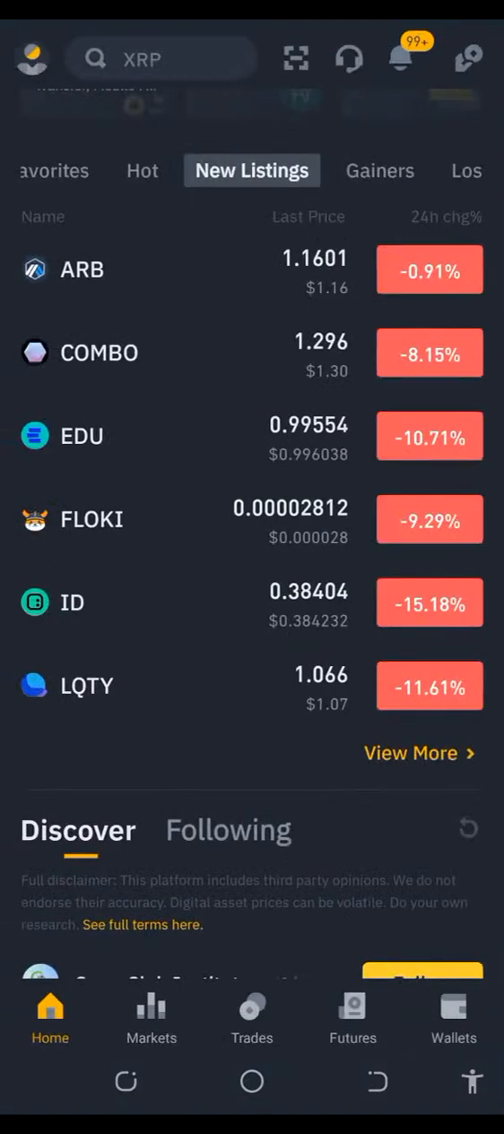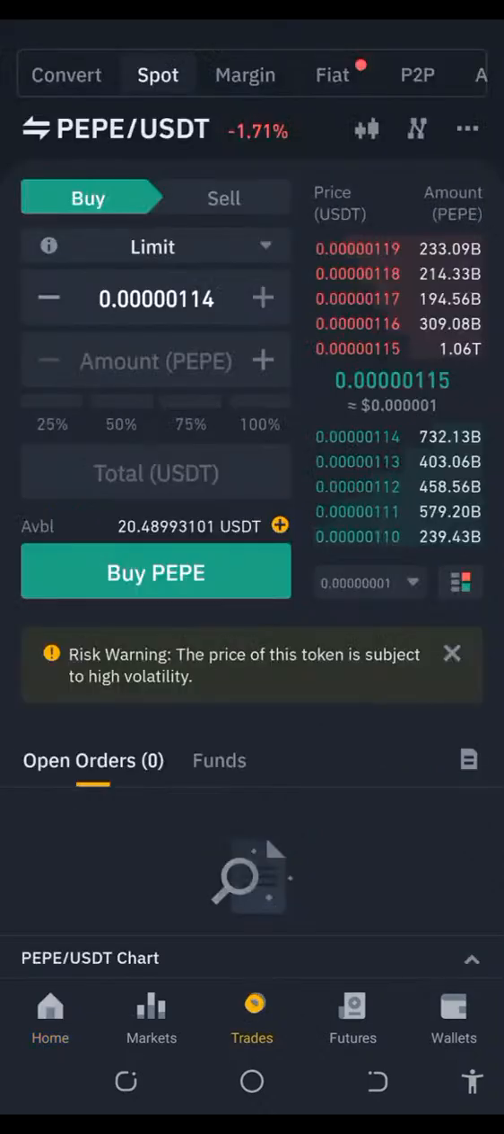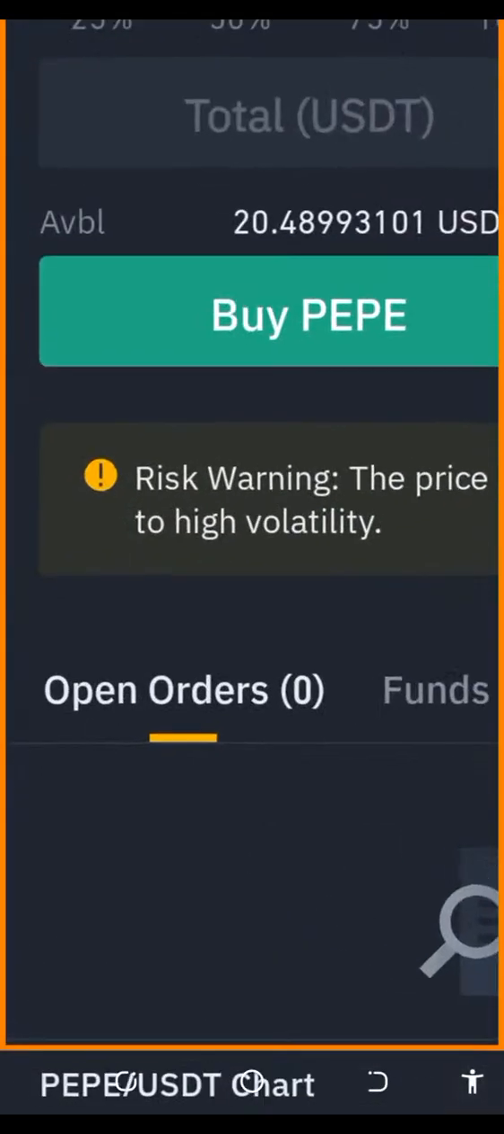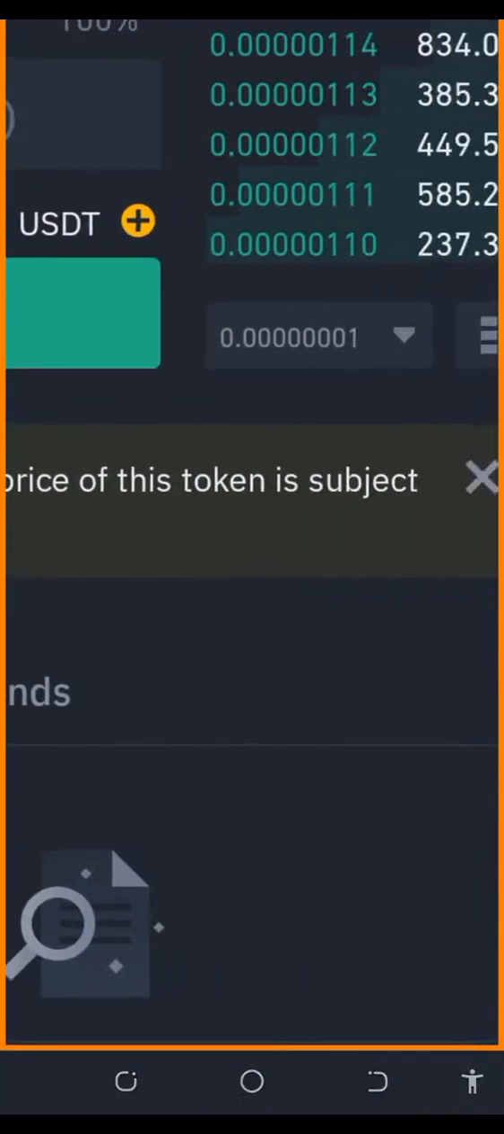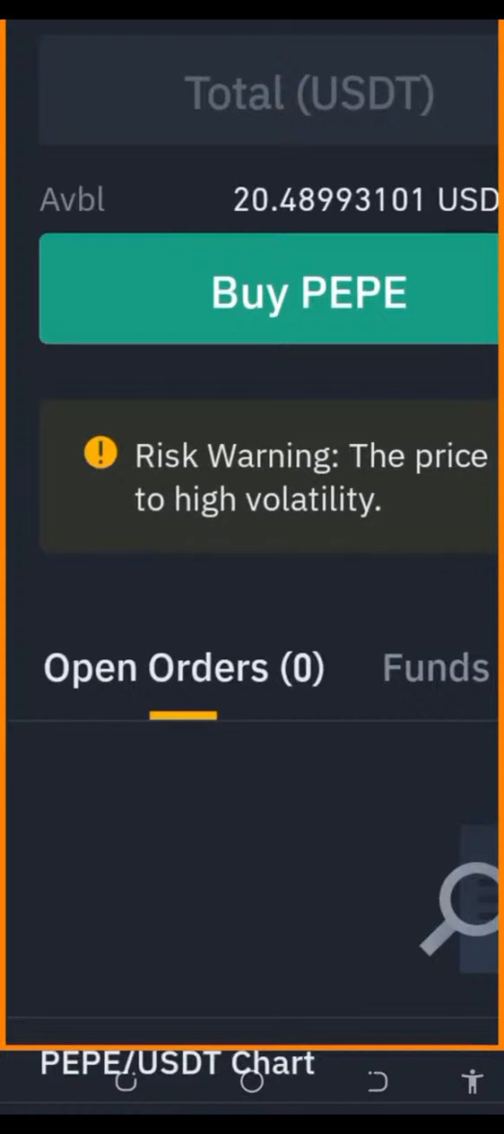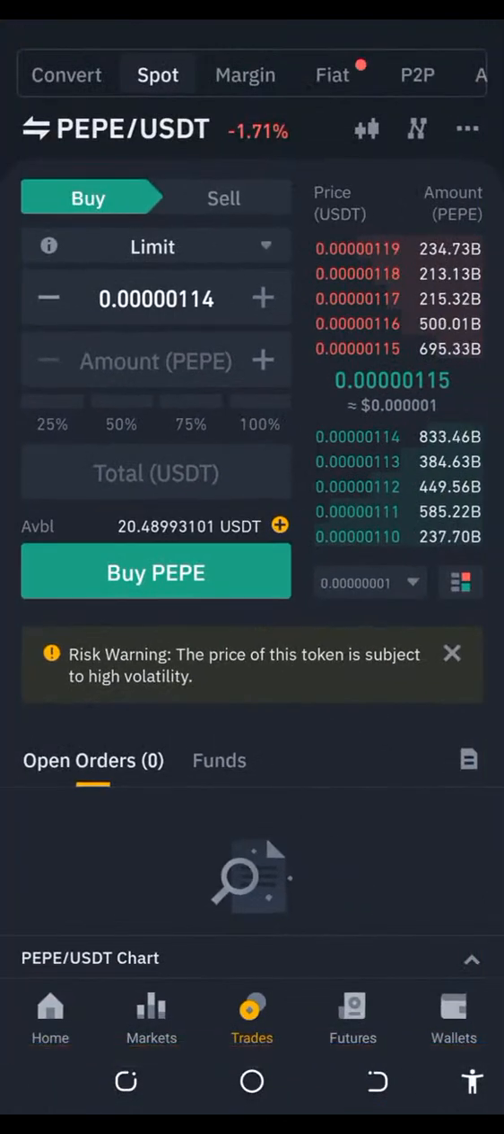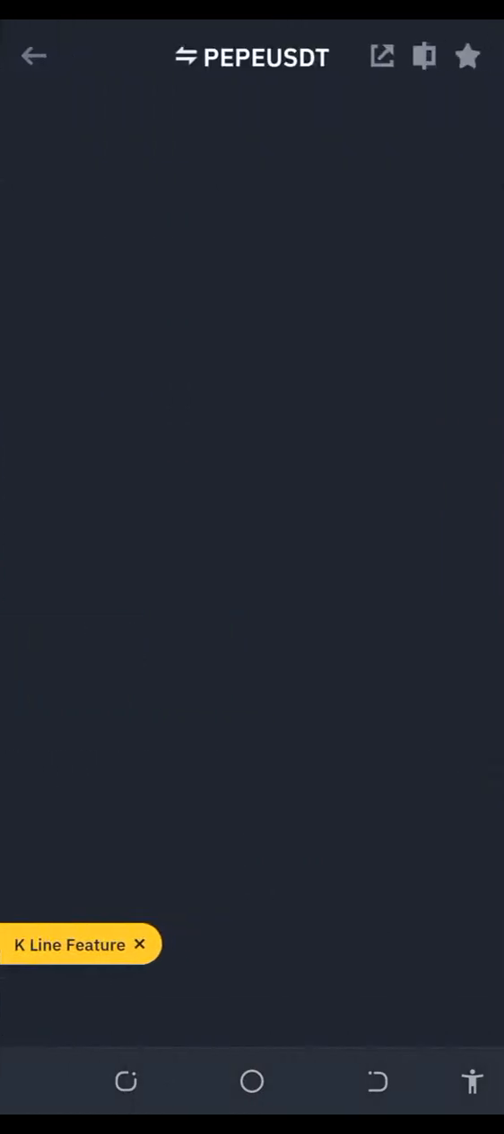Now, of course, I was just carried away by the fact that it's new. But the truth of the matter is it's one of the new coins on the block, so it's quite given to a lot of volatility. Because if you take a look at what they said here, it says risk warning. The price of this token is subject to high volatility, very high. So that means at some point it can unnecessarily drop, and at some point it can unnecessarily rise, just like you can see here.